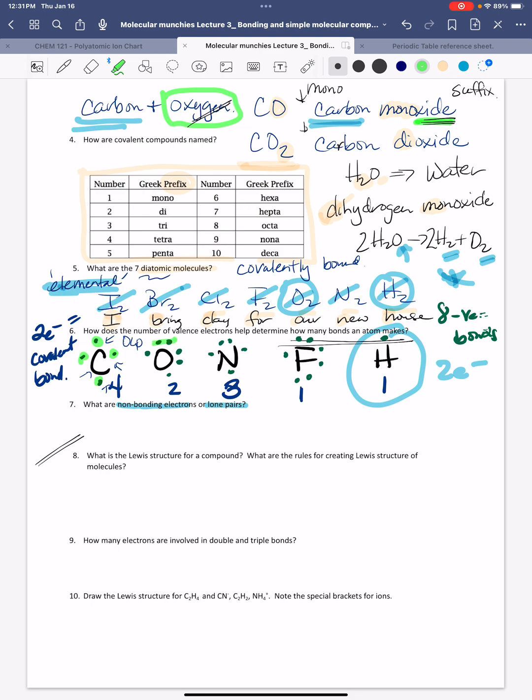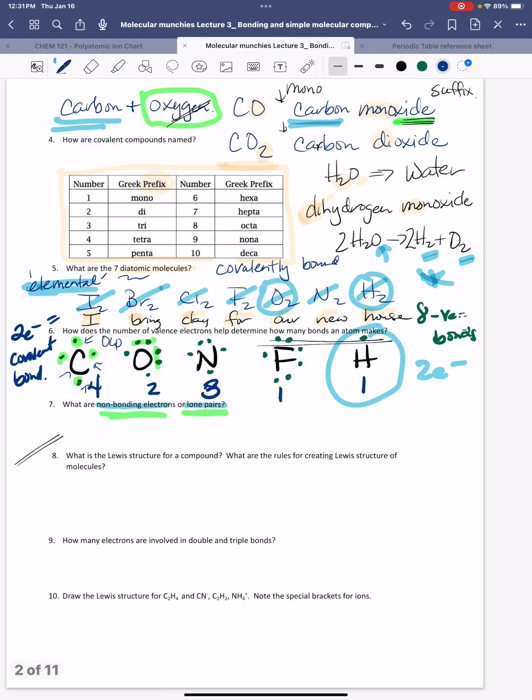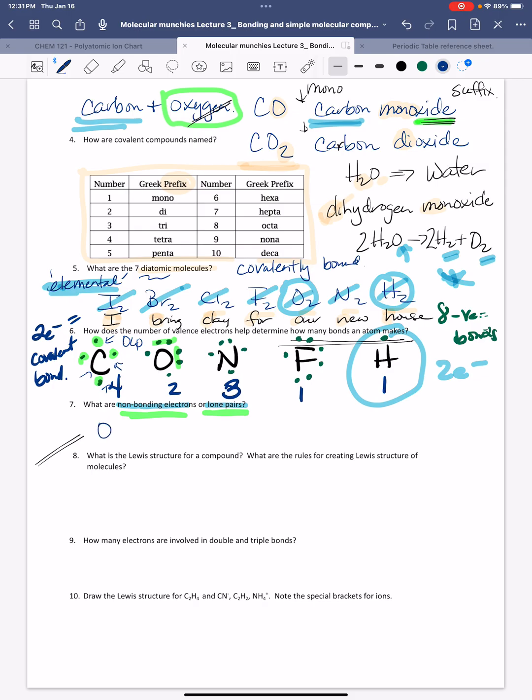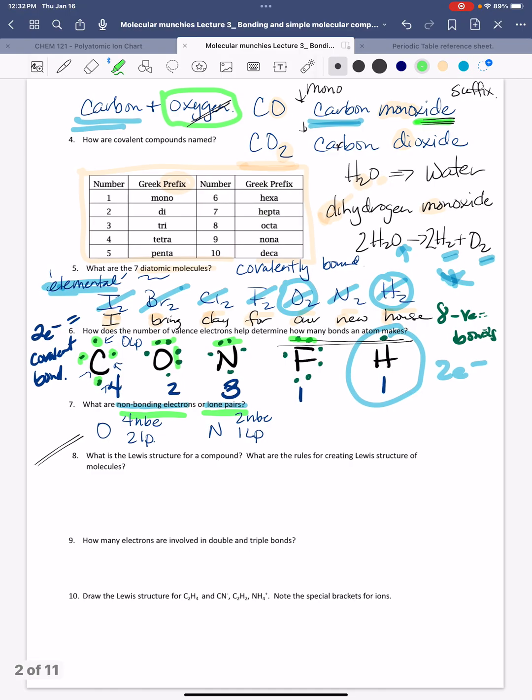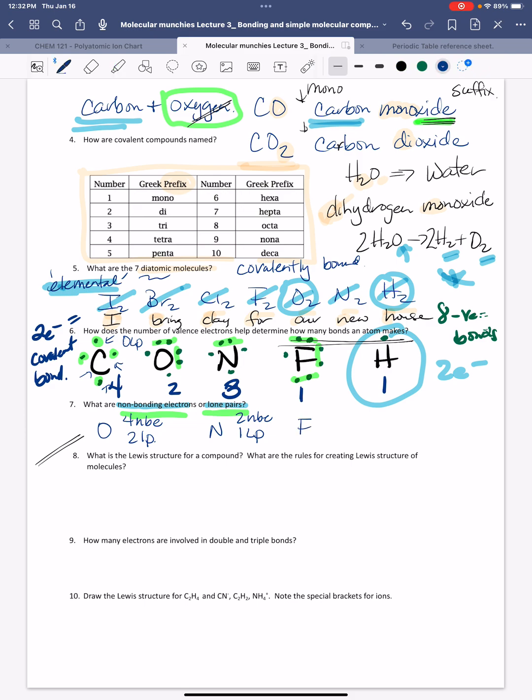Oxygen, however, has 2 sets of non-bonding electrons. We call them lone pairs or non-bonding electrons. So we could say oxygen has 4 non-bonding electrons or 2 lone pairs, depending on how you like to look at it. Nitrogen has 2 non-bonding electrons or 1 lone pair, right? When you look at fluorine, 1, 2, 3, fluorine has 6 non-bonding electrons or 3 lone pairs, and hydrogen has 0, none, right? As does carbon, no lone pairs.